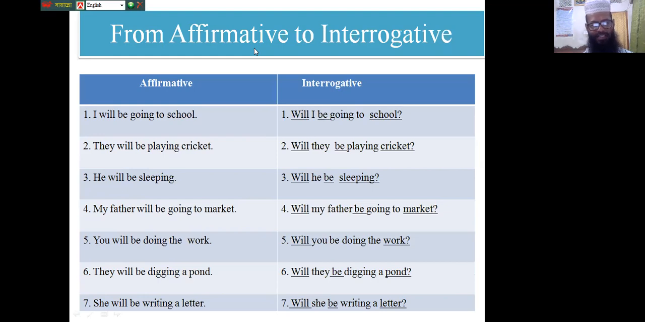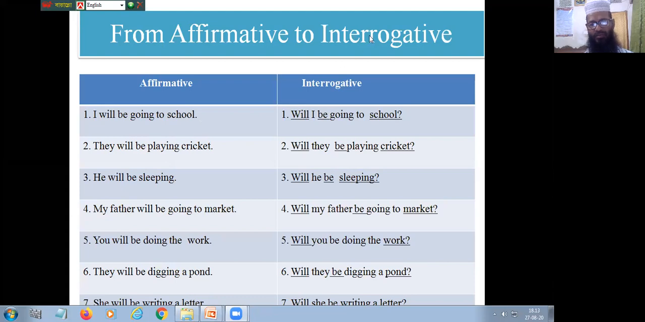Affirmative to interrogative. It's also very important. In the left row, there are 7 affirmative questions, and in the right row, there are 7 interrogative questions. I will be going to school. Will I be going to school? Please listen and look at me to understand the pronunciation. I will be going to school. Point about interrogative: will I be going to school? At the beginning there is a stage, will I be going to school?